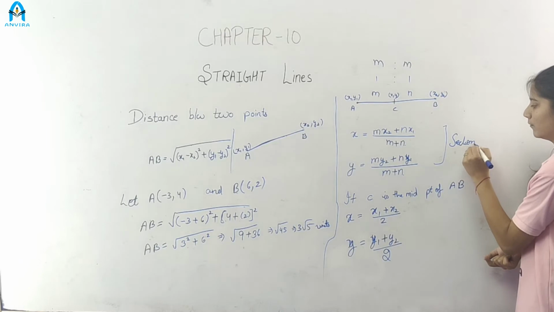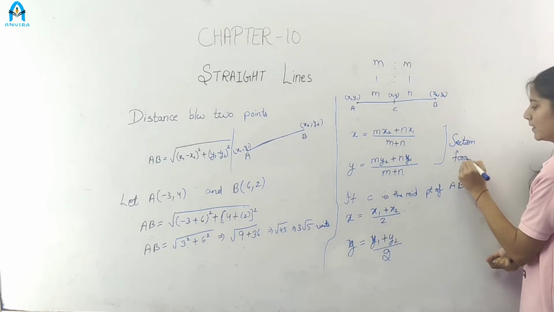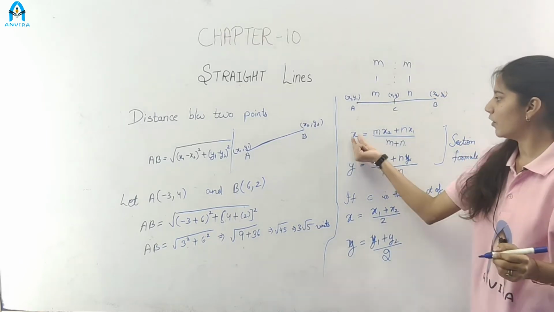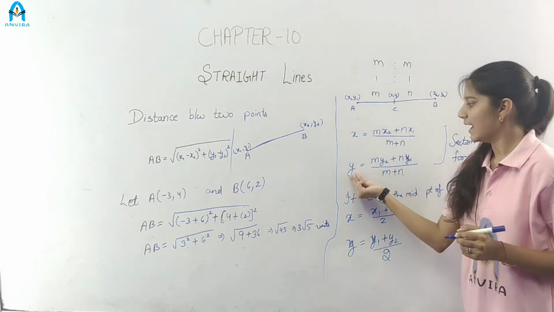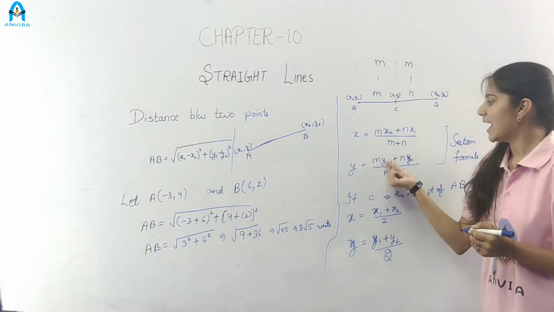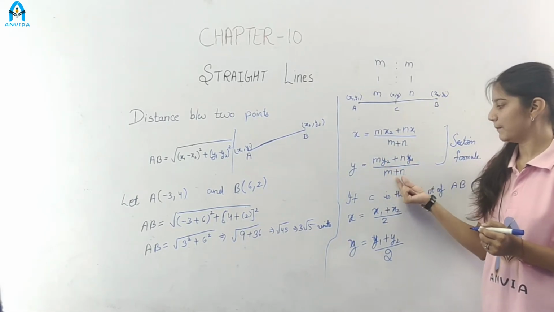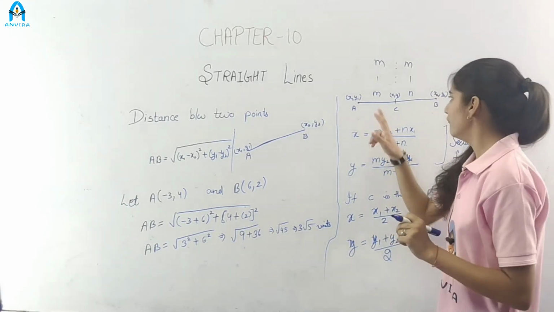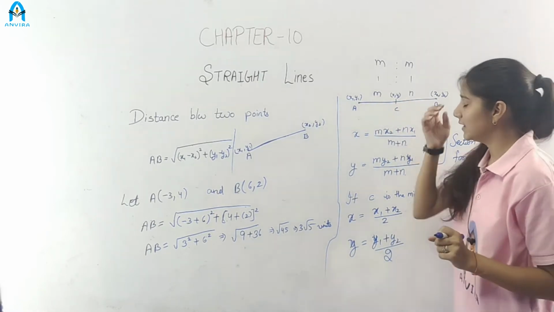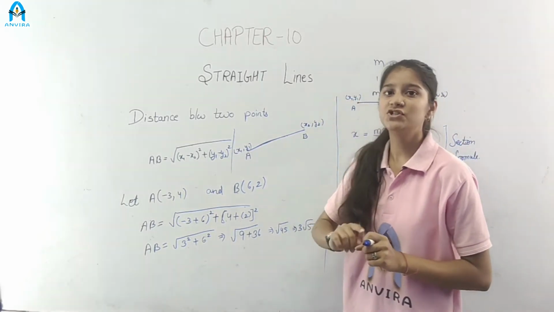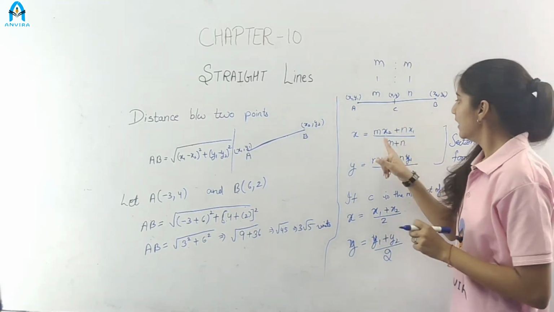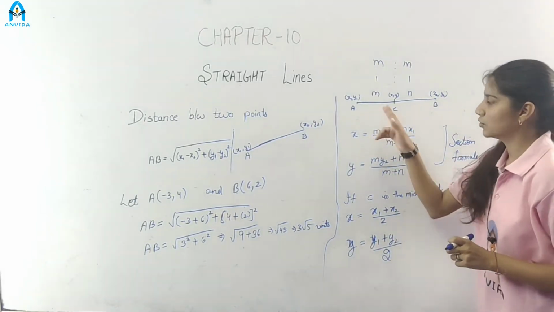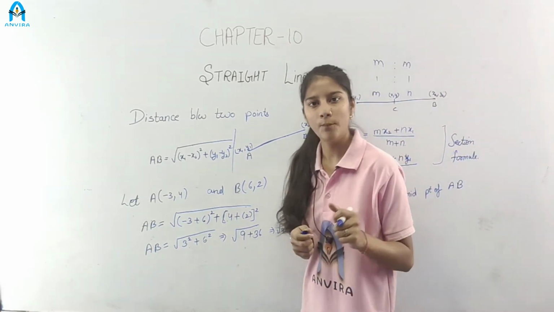The section formula is given by, for the x coordinate, (mx2 plus nx1) upon (m plus n), and similarly for the y coordinate, (my2 plus ny1) upon (m plus n), where m and n are the ratio in which C divides the line segment AB, and x1, x2, y1, y2 are the coordinates of the respective points.